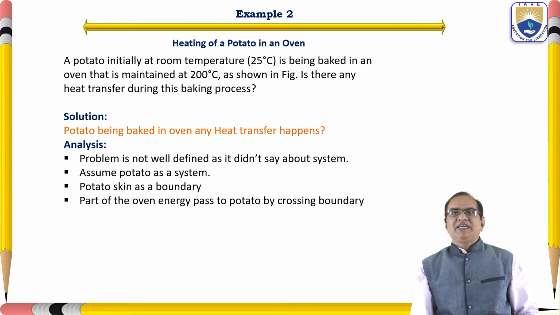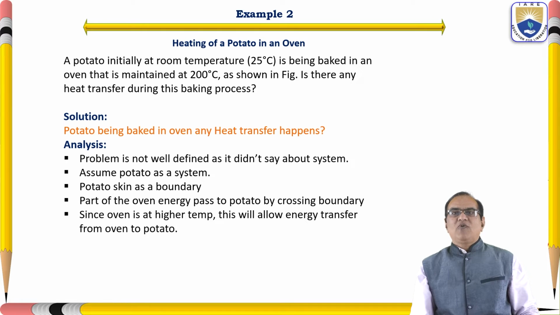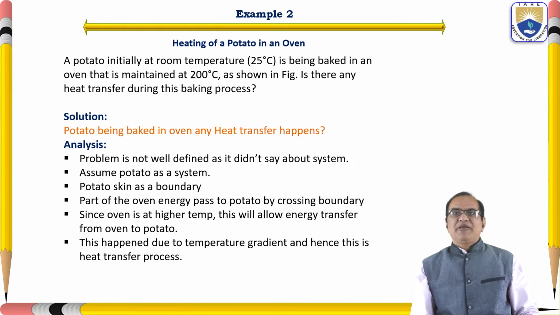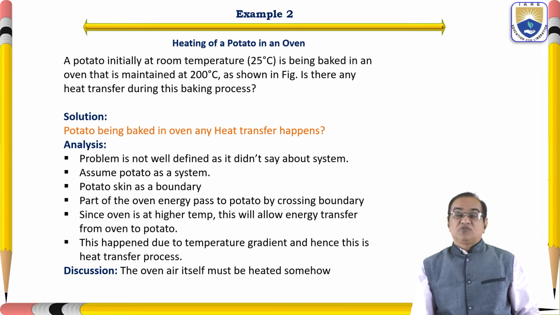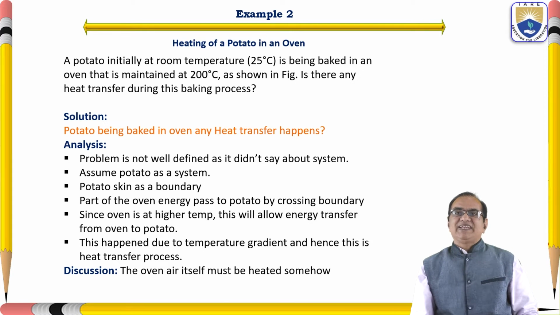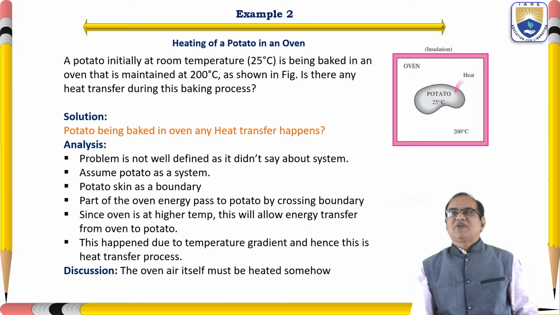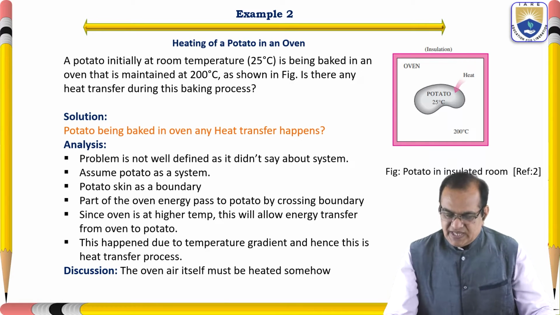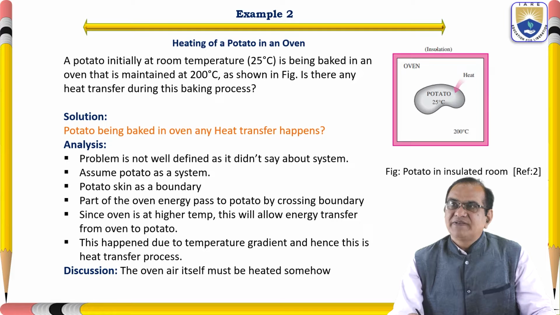Part of the oven energy passes to the potato by crossing the boundary. Since the oven is at higher temperature, this will allow energy transfer from the oven to the potato. This happens due to temperature gradient, and hence this is a heat transfer process. I will explain with the diagram also. The oven air itself must be heated somehow. So this you can see here, that here is an insulated chamber.